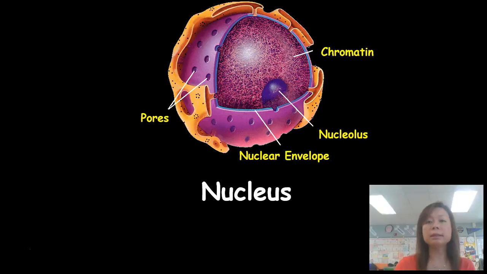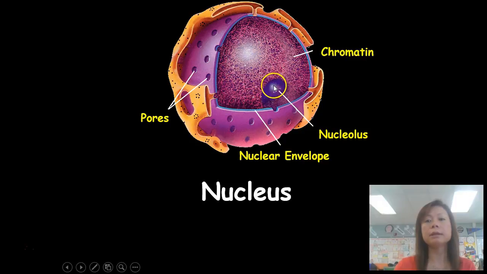Okay, this is a nucleus, and the nucleus is like the boss of the cell. It tells all the other organelles what to do, how the cell should function, and so forth. And you can recognize a nucleus because it's usually located in the center of the cell and it's very large. The nucleus is protected on the outside by the nuclear envelope or nuclear membrane, and it has little tiny pores so things can go in and out.